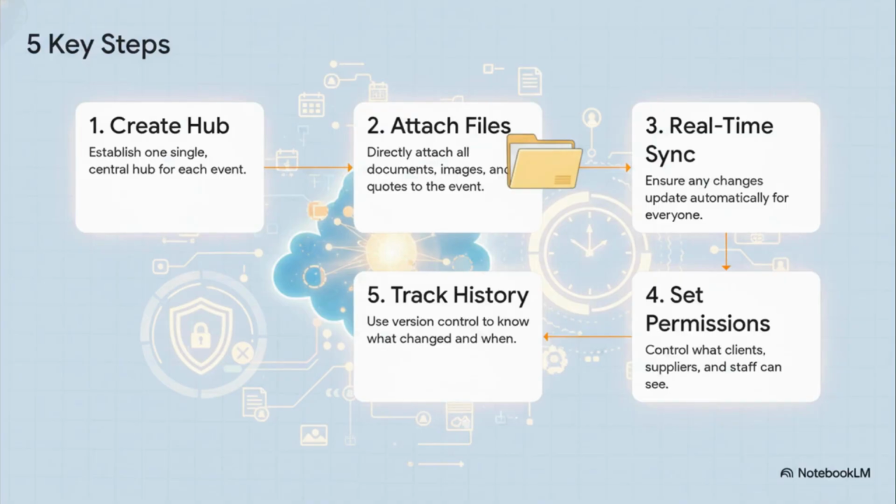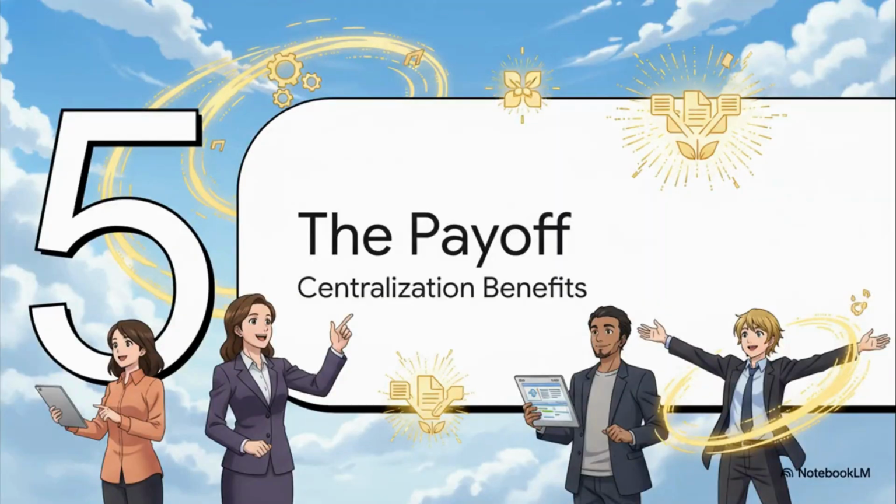Third, make sure whatever system you use has real-time updates, so a change one person makes is seen by everyone instantly. Fourth, use permissions. This is so important for keeping sensitive info like vendor invoices away from your client's view. And finally, number 5, track your document history. You need to be able to see who changed what and when. It's a total lifesaver.